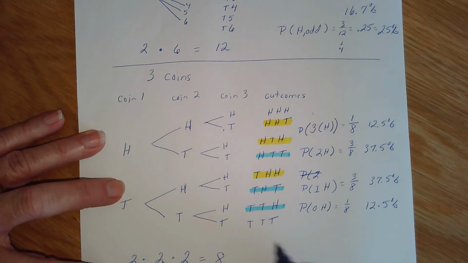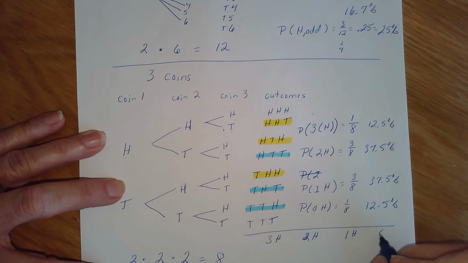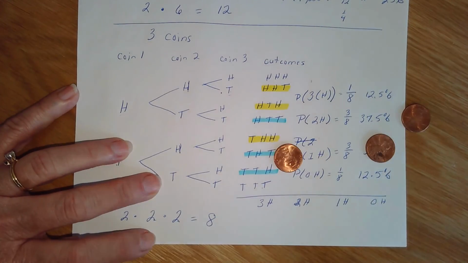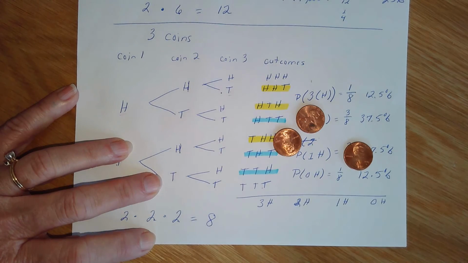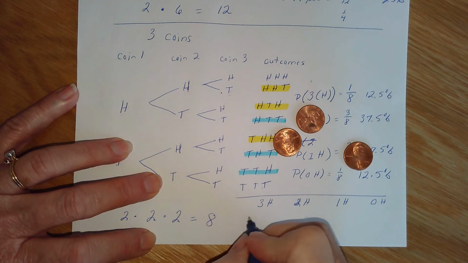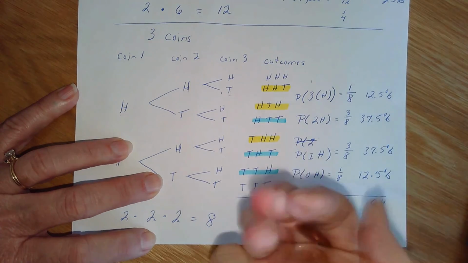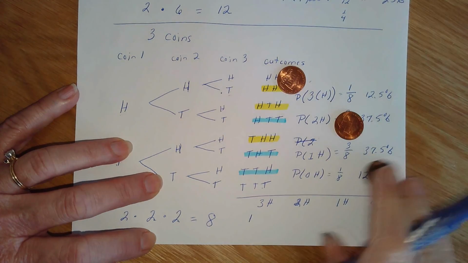Now, if I was going to conduct this experiment, I would make a quick chart: 3 heads, 2 heads, 1 head, 0 heads. I would grab my coins and begin tossing them. You can see I've got 3 pennies here, and I got 3 heads first time out. I'm going to make a tally. I'm going to do this a second time. I don't need to flip them, I'm just going to toss all 3 at once.